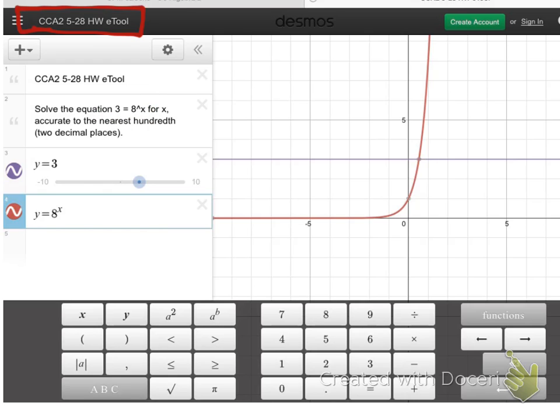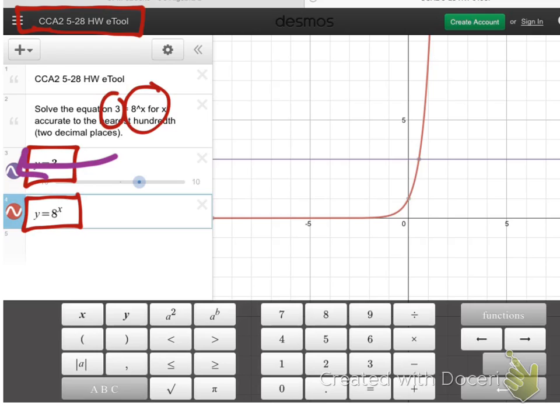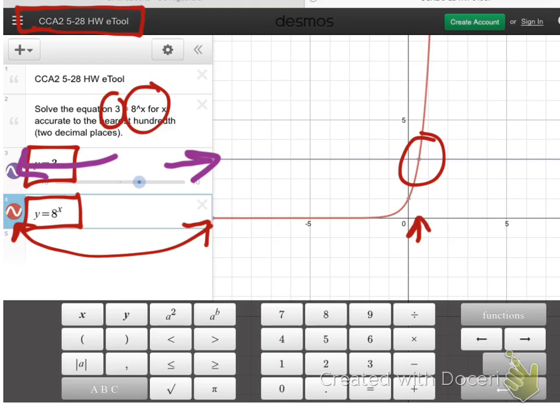I took a look at this side of the equation and graphed y equals 3, and then took a look at that side of the equation and graphed y equals 8 to the x. So the purple one here is graphed right here. That's my purple line. And then the red one is right there. That is my 8 to the x, which is an exponential. Well, I can see that they intersect right there. I'm not really sure what my x value is down here though.